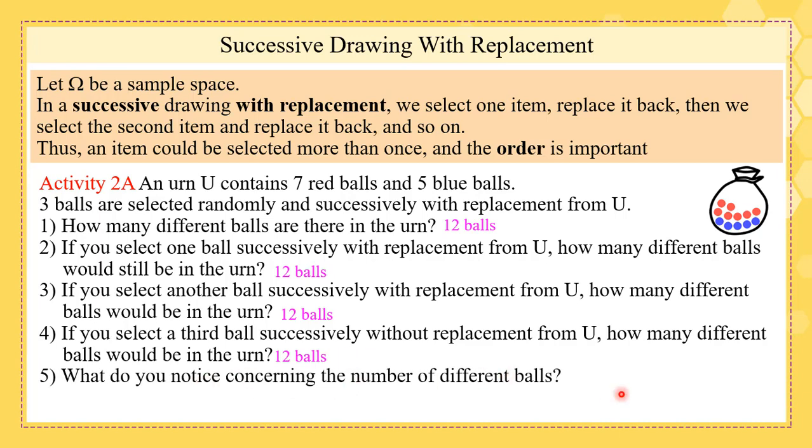Then what do you notice concerning the number of different balls? In fact, we can see that the number of balls remains as it is each time we select one ball. So in a successive drawing with replacement, the total number of balls doesn't change. We saw before that the total number of balls decreases by 1, but in this case we see that the total number of balls remains as it is.